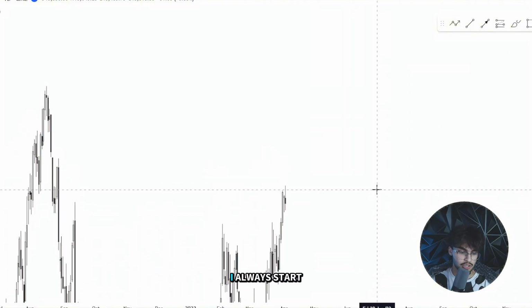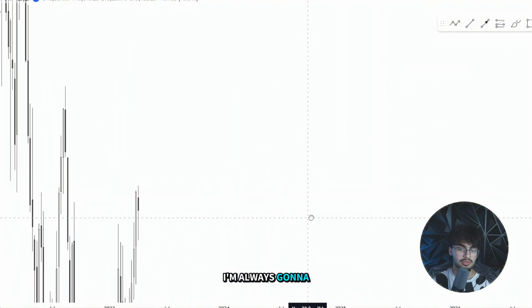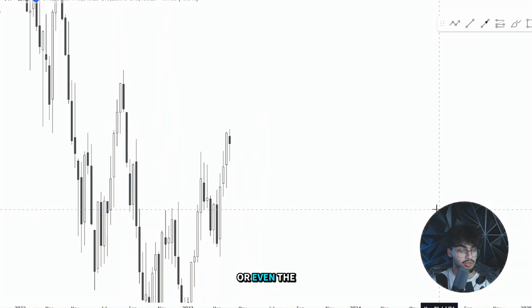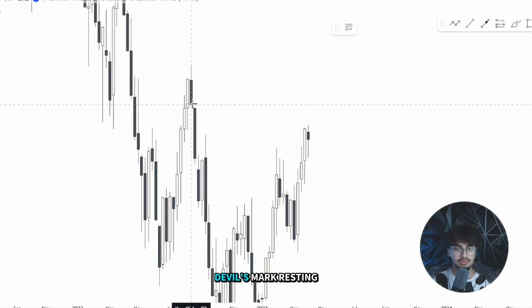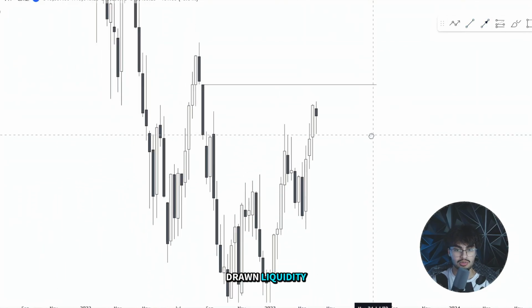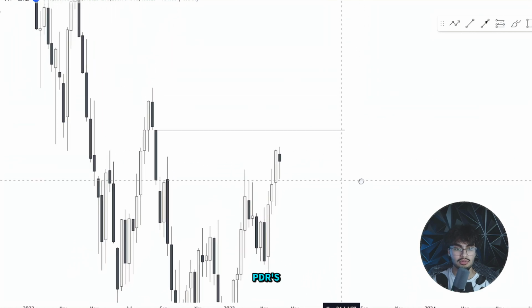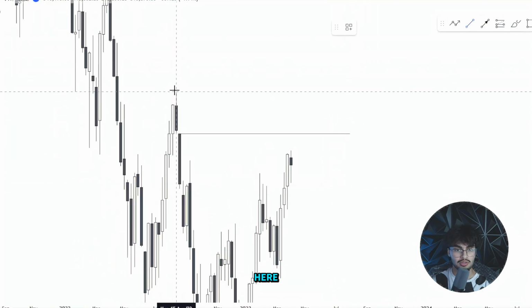So we're on the daily chart. I always start off, if I don't know what's going on, on the weekly chart or even the monthly. I see that we have this devil's mark resting here. That's a strong draw on liquidity. We're respecting bullish PD arrays. We might want to see this high here.